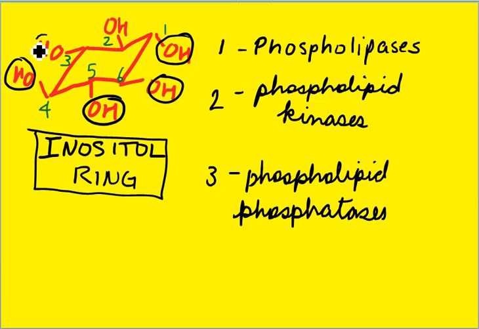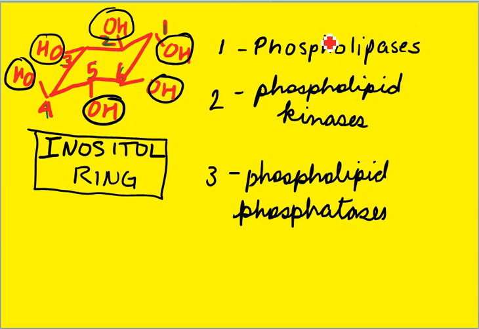Because all the carbons have hydroxyl groups on them, you can start numbering them from anywhere. So I just randomly chose this is 1, 2, 3, 4, 5, 6. Okay, so here's our inositol ring. How does it go about turning into a second messenger?